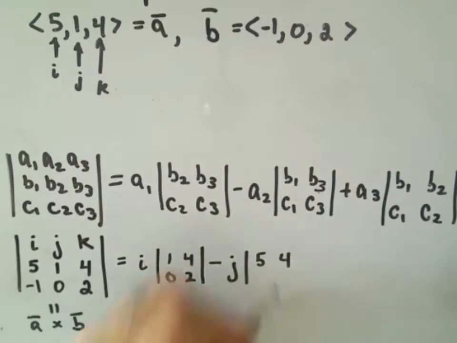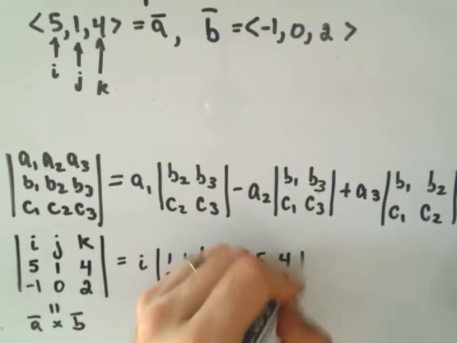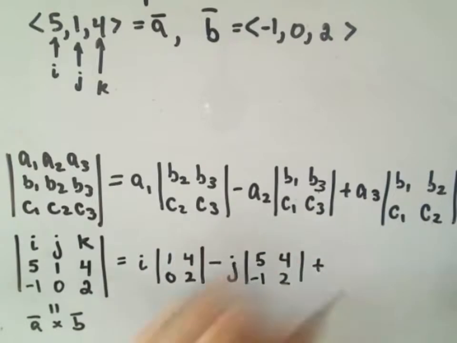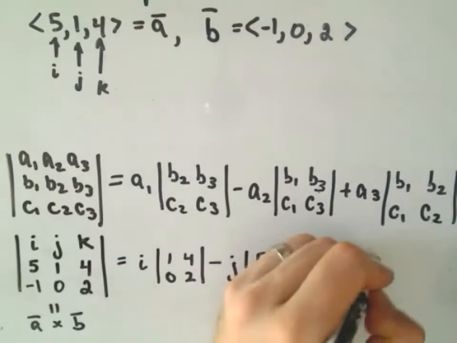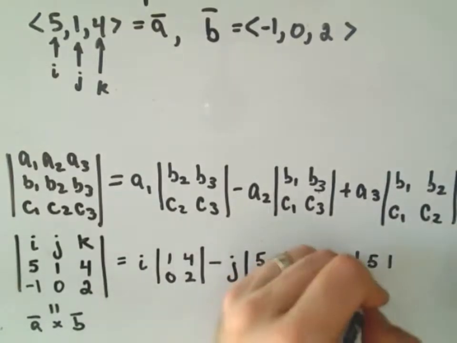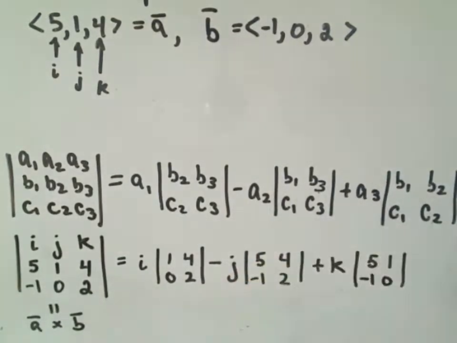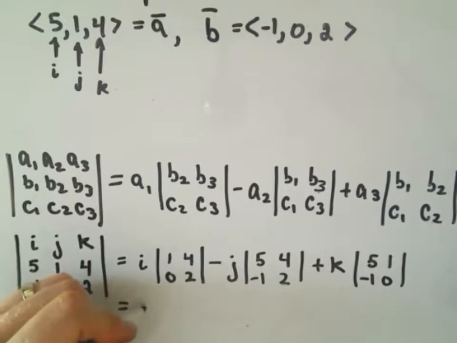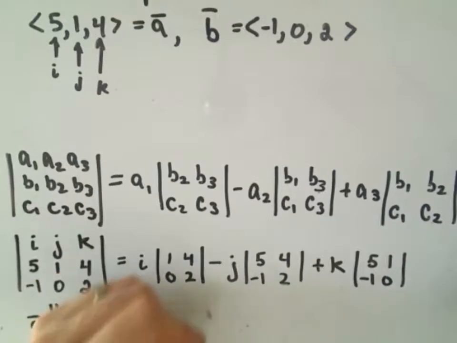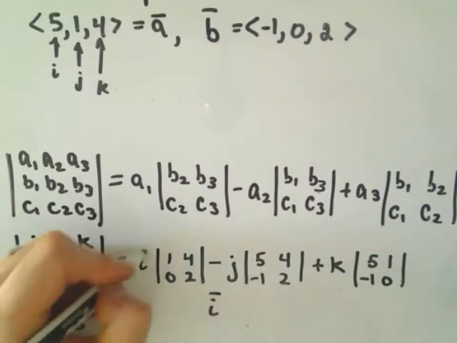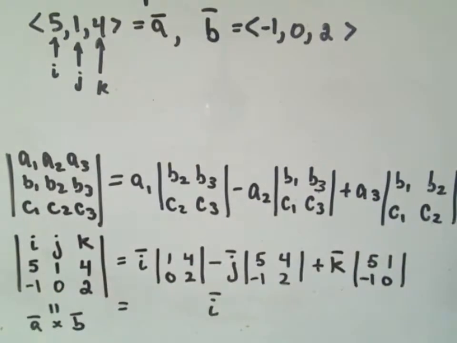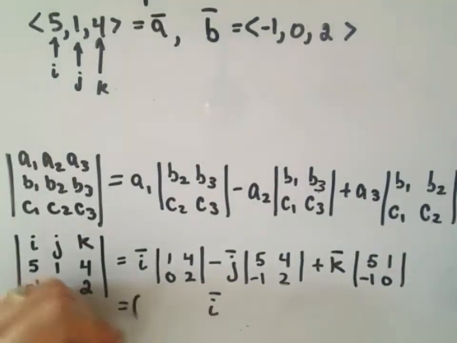And we take -1 and 2. And then we have to add on the K component, and we get the values that go with that by taking 5 and 1 and -1 and 0. And now we just have to compute the determinant of this little 2 by 2 matrix. So I'm going to put my I out at the end. Again, I guess I should have little lines over those to indicate that they're vectors.